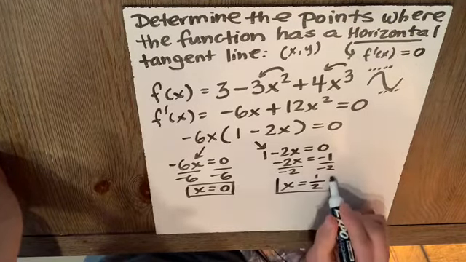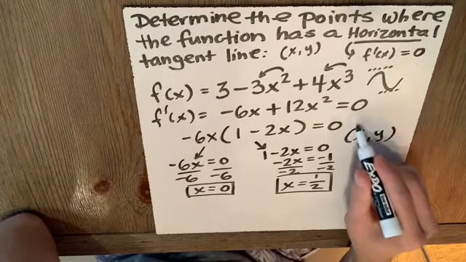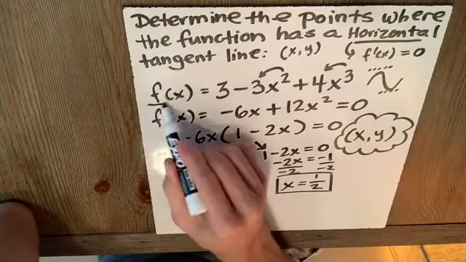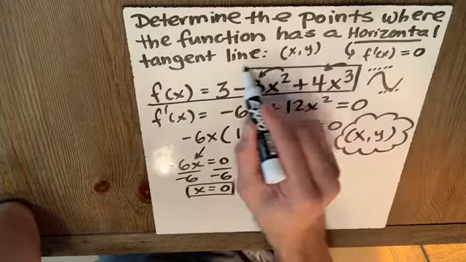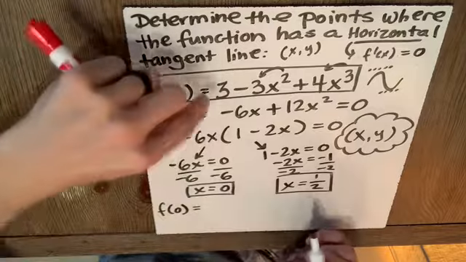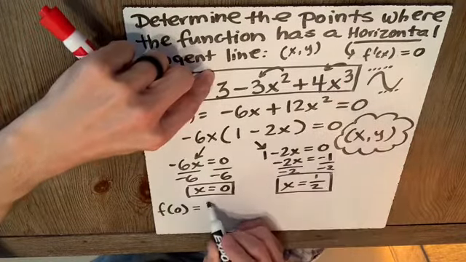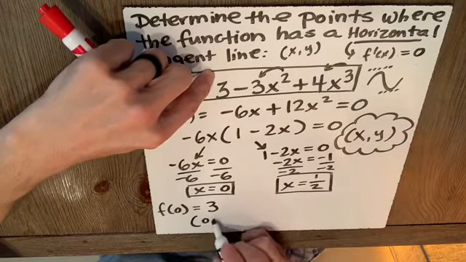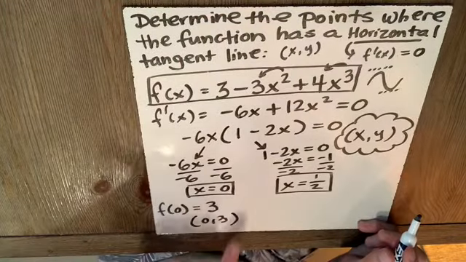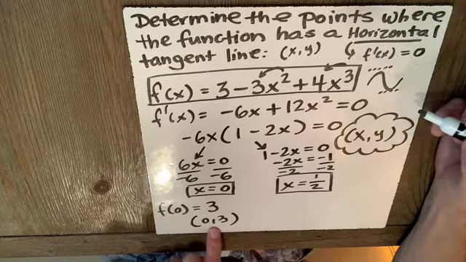Now, notice these are x coordinates of x, y coordinates. That is the form of our answer. I want the y. Notice, if I want the y, I go to the y equation. f of 0 will be 3 minus 0 plus 0, so I can even do that in my head. I get 0, 3. Why do I do that? Any term with an x in it is going to go to 0 when x is 0. So I've got one answer. I have either a minimum or a maximum at this point, 0, 3.